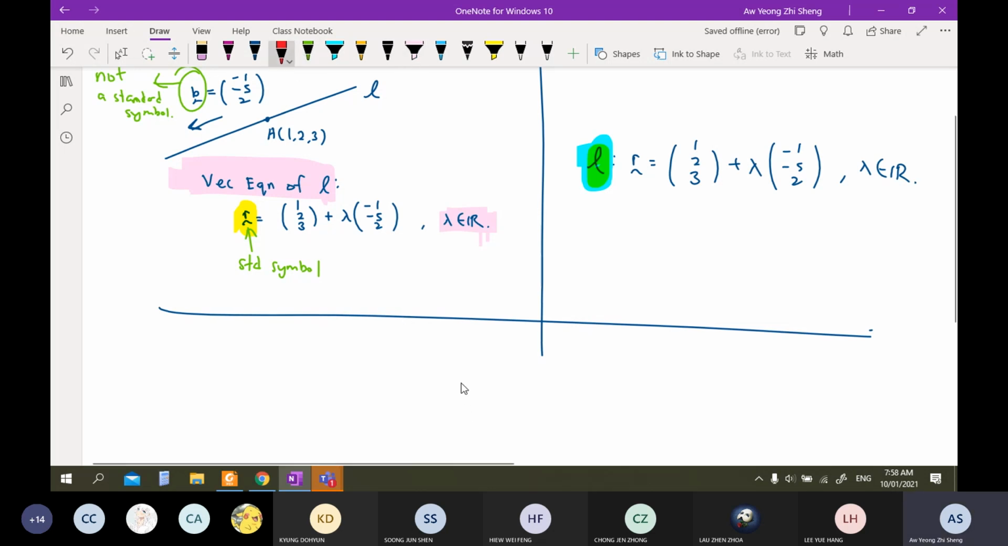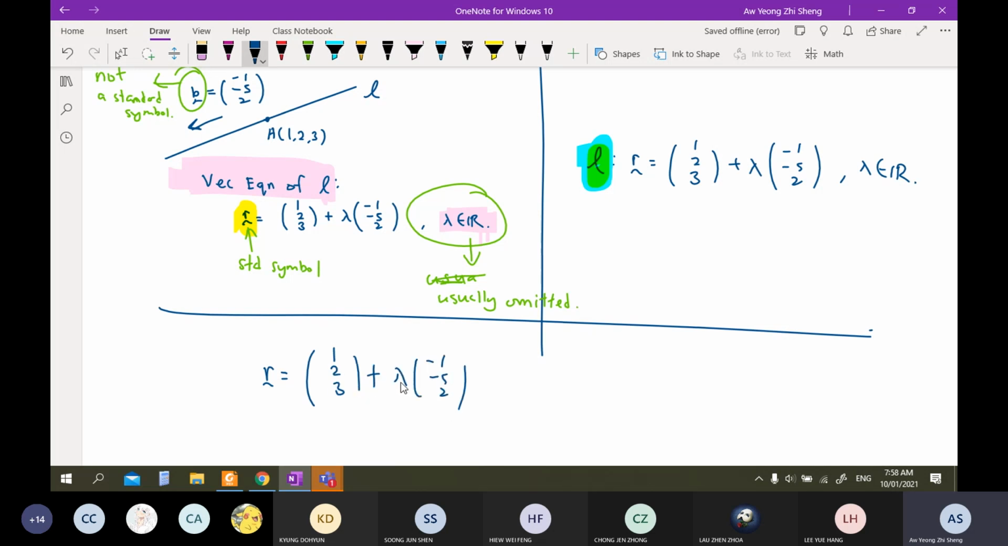Okay, and just for information, in many of the exam questions, even in past years, they tend to omit this. Technically, lambda in R should be written, but in many of the past year questions, they tend to omit this. So if you see in an exam question, they just say r equals 1, 2, 3 plus lambda minus 1, minus 5, 2, then the lambda is understood to be the parameter.